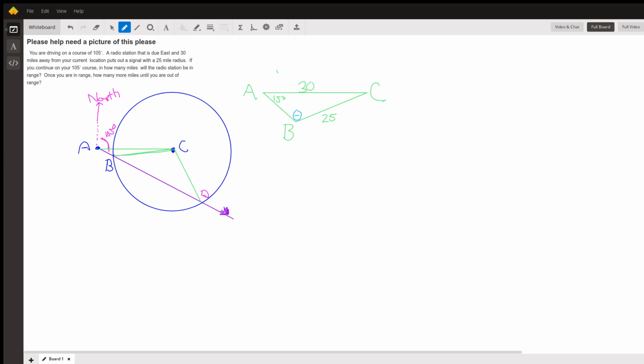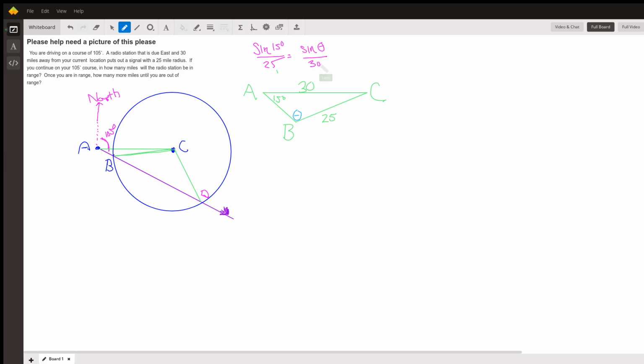So that triangle, we could actually solve right away for AB using the law of cosines. We have two side lengths, we want the third side length, and we have one of the angle measures. But I'm not going to do that. I'm going to solve for the angle theta, because we'll see in the second part of the problem we could use that angle theta. So we're going to use the law of sines. We're going to say, right up here, sine of 15 degrees over 25 equals sine of theta over 30.